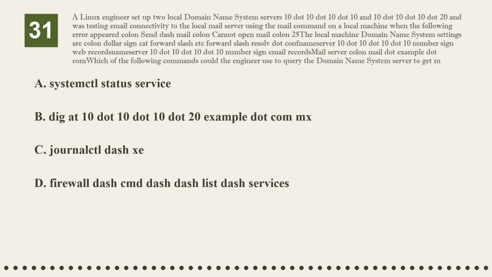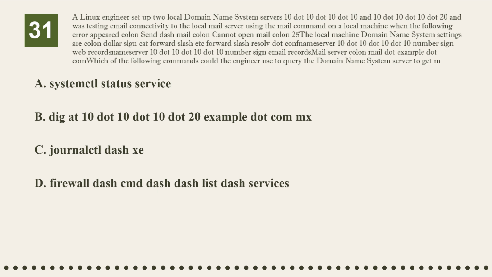Question 31. A Linux engineer set up two local domain name system servers, 10.10.10.10 and 10.10.10.20, and was testing email connectivity to the local mail server using the mail command on a local machine when the following error appeared: sendmail: cannot open mail:25. The local machine DNS settings are $ cat /etc/resolv.conf, nameserver 10.10.10.10 # web records, nameserver 10.10.10.10 # email records, mail server mail.example.com. Which of the following commands could the engineer use to query the domain name system server to get MX?